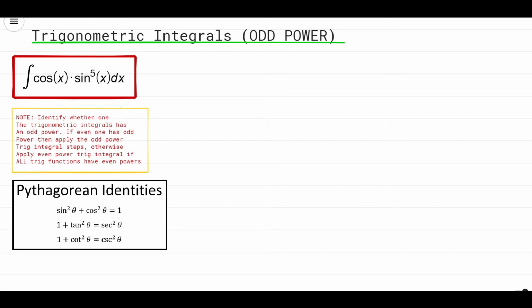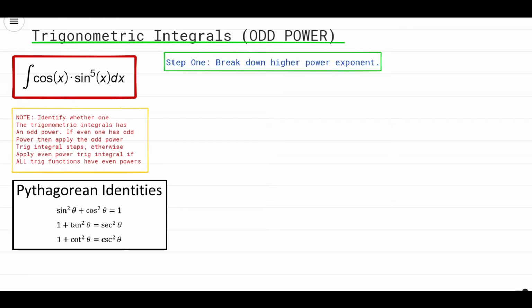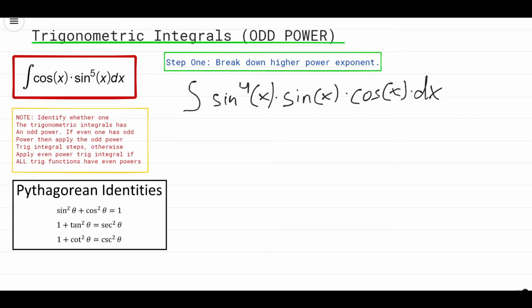So cosine of x times sine raised to the 5th power. What we're going to do is break down the higher exponent. So we have sine to the 5th x. We can break it down to the highest even power possible, which is sine to the 4th x times sine of x, times cosine of x times dx.